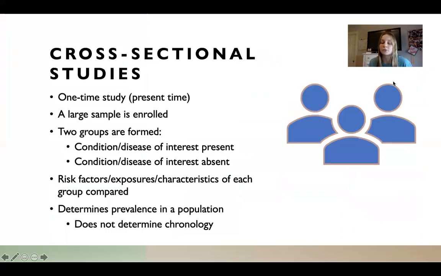So in a cross-sectional study, this is a one-time study. It happens one single time. It's in the present time. It is not looking back in history. It is not looking forward. It's just right now in the present.